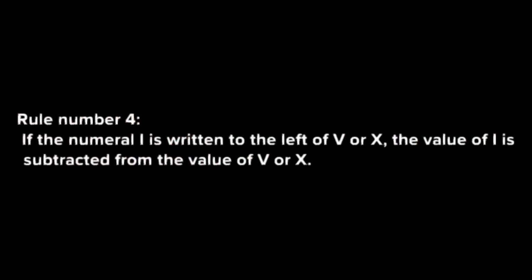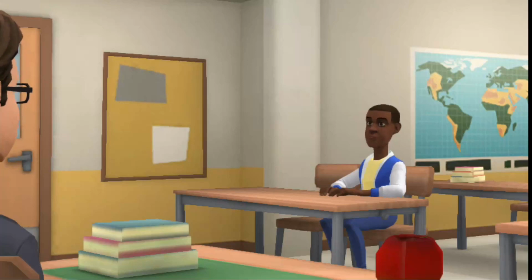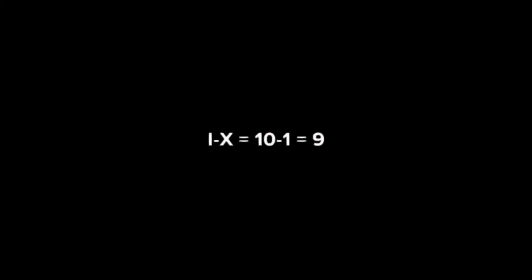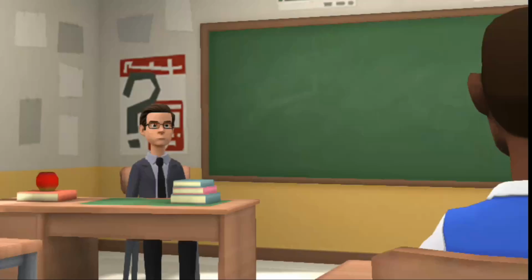Rule number 4: if the numeral I is written to the left of V or X, the value of I is subtracted from the value of V or X. But I cannot be written to the left of V or X more than once. Professor, I would like to give an example. Okay, what is the example? IX equals 10 minus 1 equals 9. XIX equals 10 plus 9 equals 19. IV equals 5 minus 1 equals 4. Good. You are learning fast.